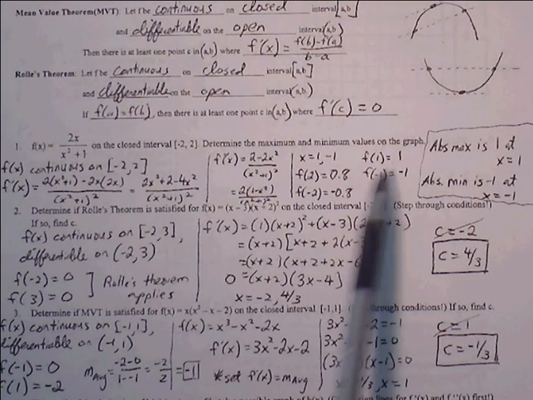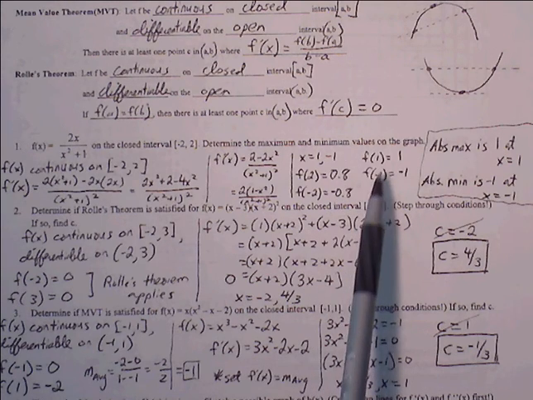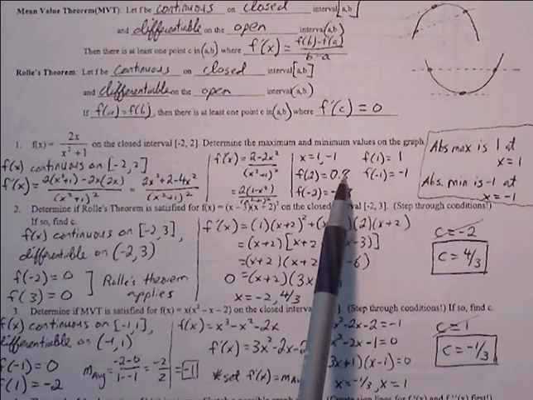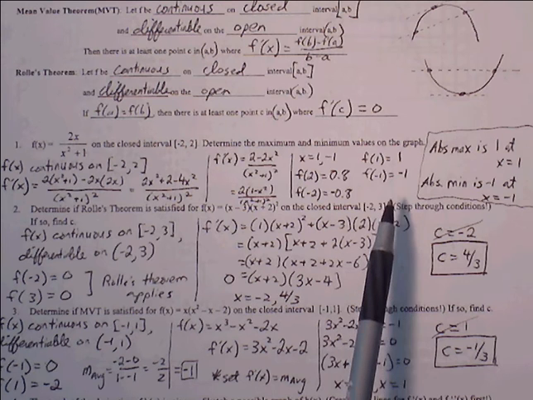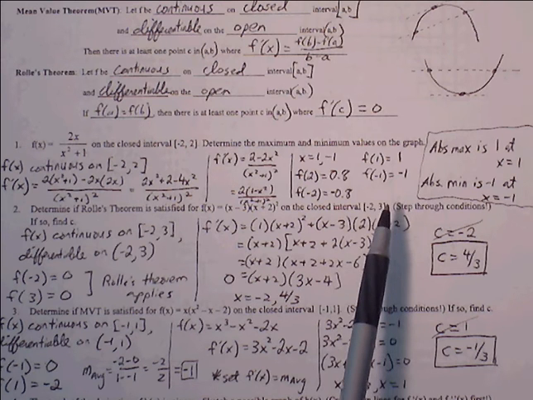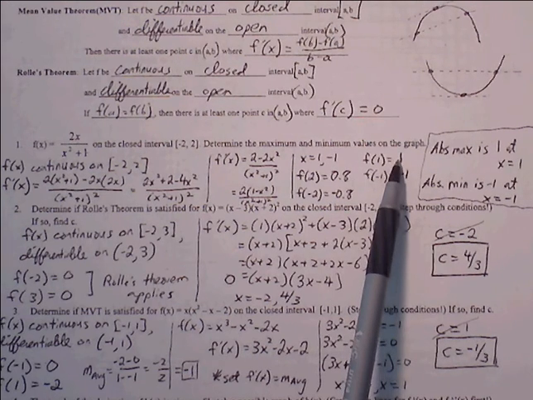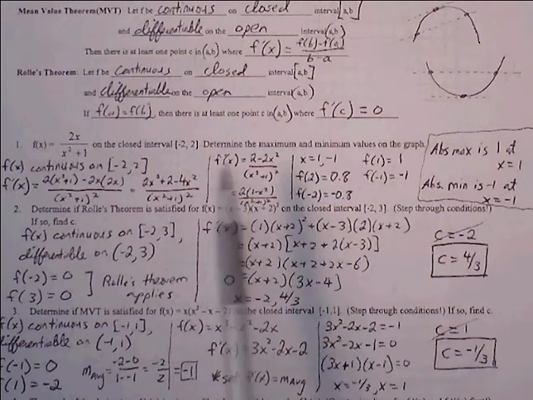So we're going to test all 4 points, the endpoints as well as the critical points, plug them all back into the original function, and then compare their y values. The highest y value will be the absolute max. The lowest y value will be the absolute min. So in this case, the absolute max is going to be a y value of 1, and the absolute minimum will be a y value of negative 1.